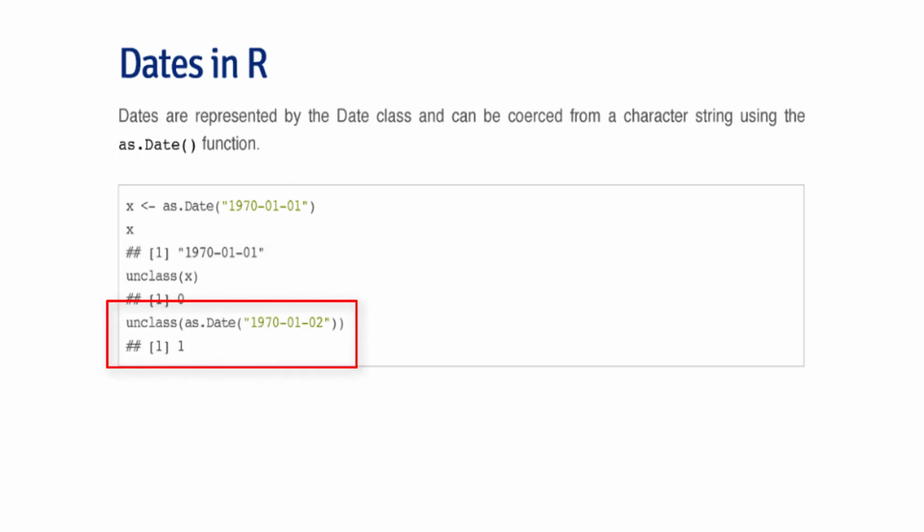Now if I input January 2nd, 1970, you will see that underlying it is represented as the number 1, because that's 1 day after 1970 January 1st. If you had a date that was before 1970, it would be represented as a negative number. So that's just for your background. You don't have to worry about the underlying representation. Ultimately, what you need to know is that dates are stored as objects of the Date class.